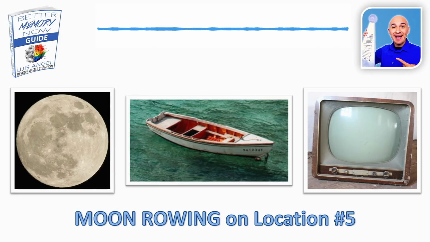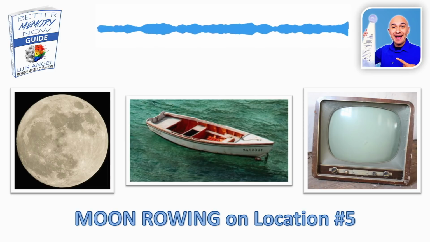Now to memorize that, I would bring up my fifth location, which is a TV, and then I would store a moon rowing on the TV. So maybe it's like a TV show that I'm watching and this moon, it's a cartoon. So the moon is rowing a boat and then it crashes through this. And then it pops out of the screen, kind of like a 3D effect.